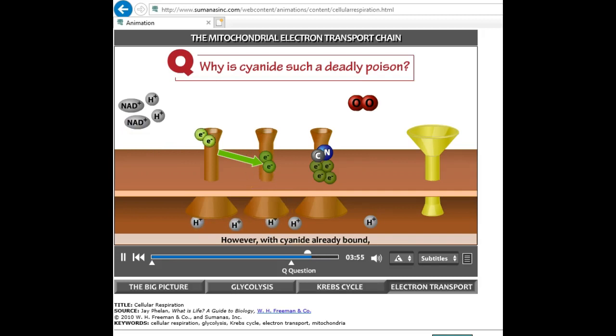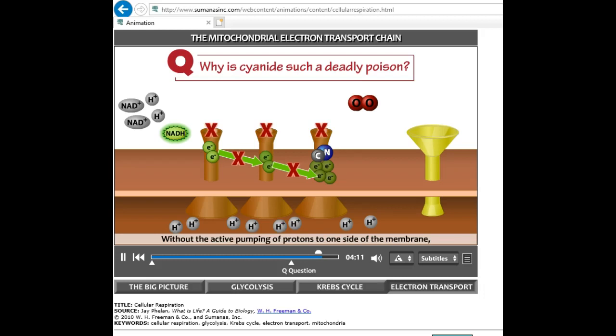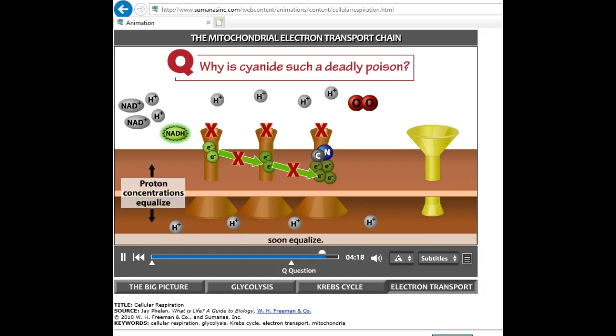However, with cyanide already bound, oxygen cannot grab the electrons at the end of the chain. Therefore, no new electrons from NADH can be added at the beginning. Under these conditions, electron transport and proton pumping grind to a halt. Without the active pumping of protons to one side of the membrane, the proton concentrations on both sides soon equalize. No longer do protons rush through the ATP-producing complex, and no more ATP is produced.